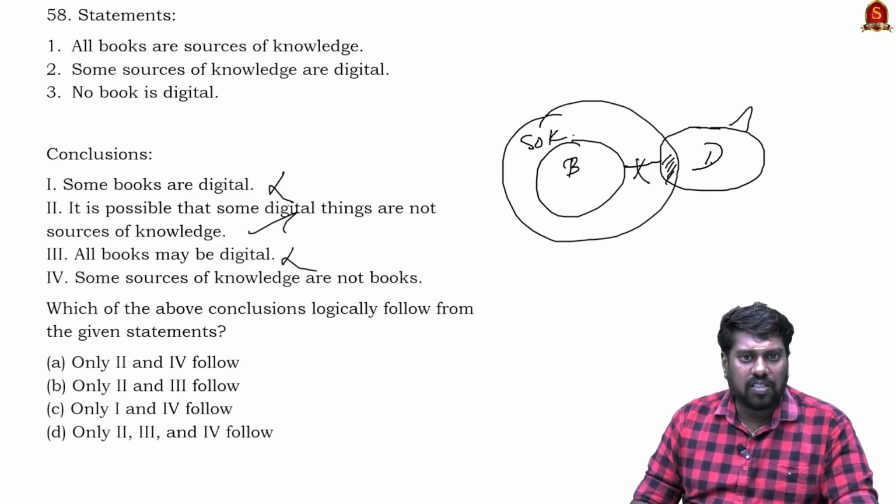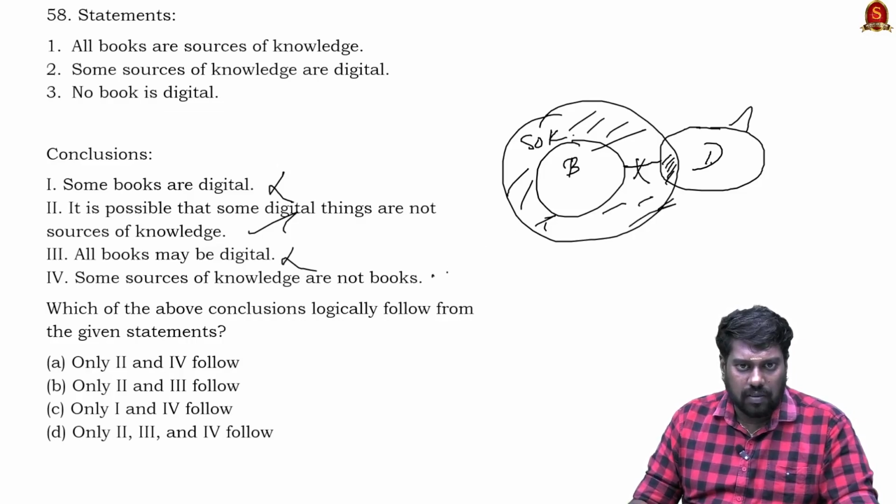Some source of knowledge are not books. Some source of knowledge are not books is nothing but some source of knowledge which is not coming under the category of books, so that will be a true statement. So here what will be your answer?